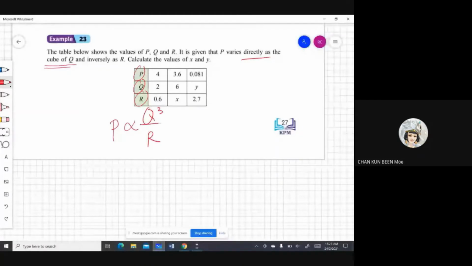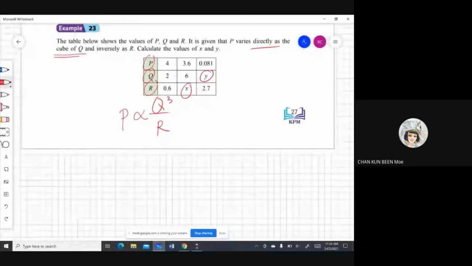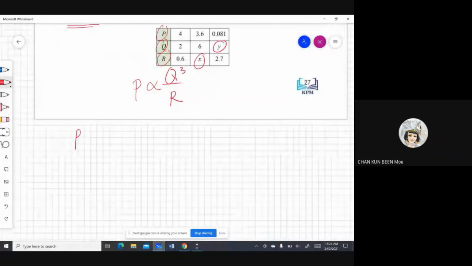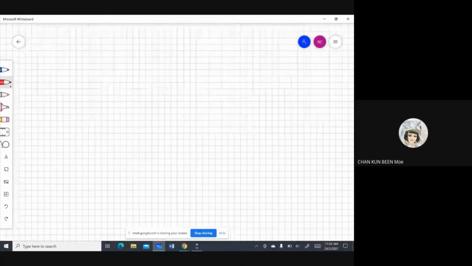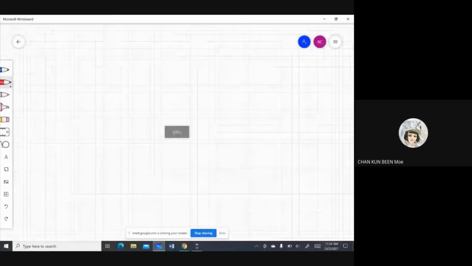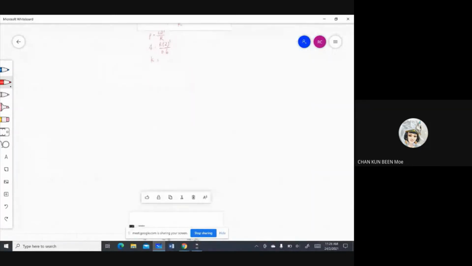Calculate the value of x and y, just like what you did before. So what you need to do is change it to the equation P equal to k Q cubed over R. Find out the value of k. So substitute the value of P for the first one: 4 equal to k times 2 cubed over 0.6. Find out the value of k. Okay, so I move forward now. I think you already know how to do this. So we look at the next page directly. They already show you the working easier.